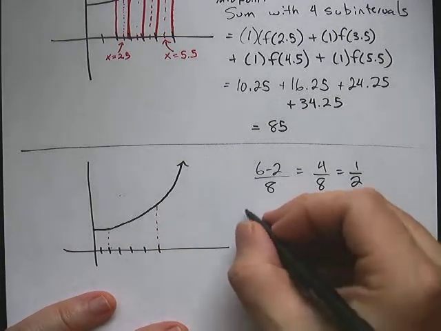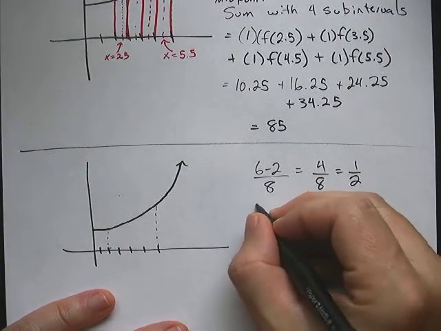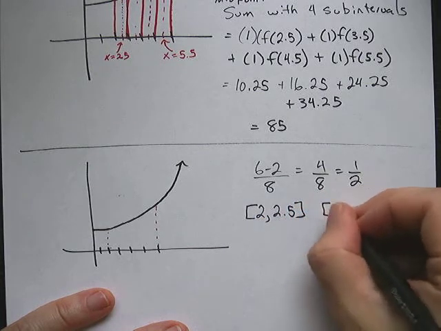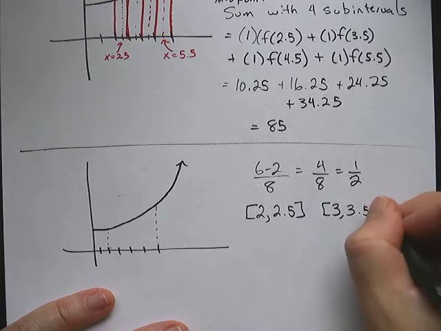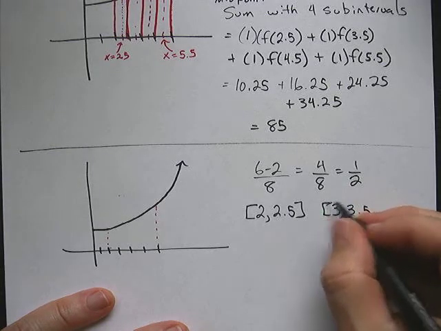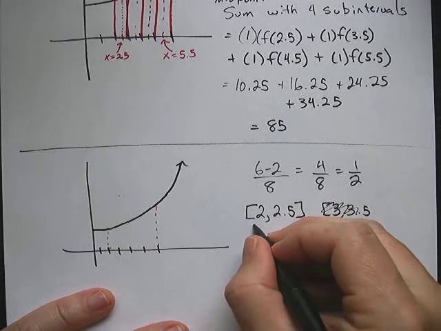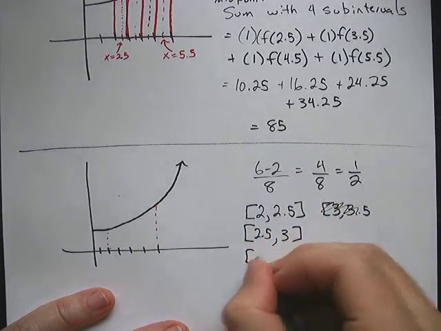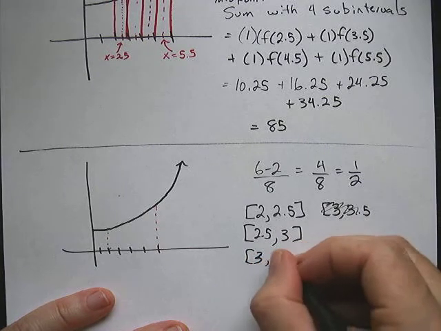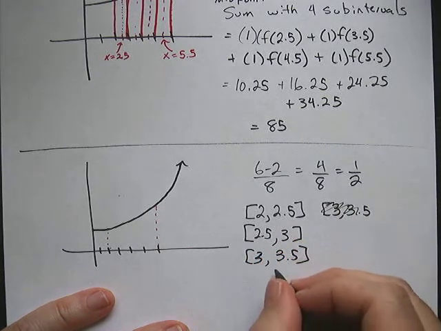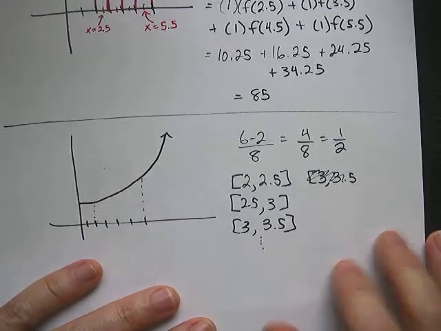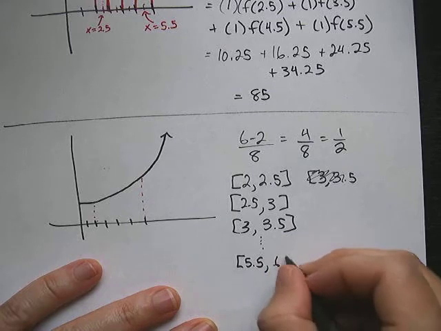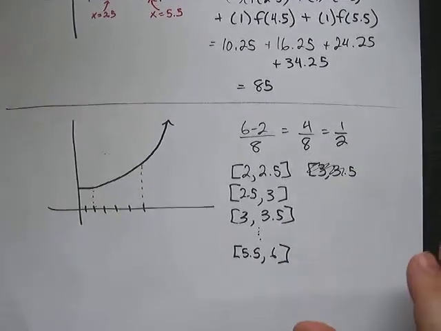That means that we're going to go from, starting at 2 to 2.5, 3 to 3.5. Oops, I missed one. My mistake. Let's write it below then. 2.5 to 3, then 3 to 3.5, and 3.5 to 4, 4.5 to 5, and then 5.5 to 6. Okay, so those are our intervals.